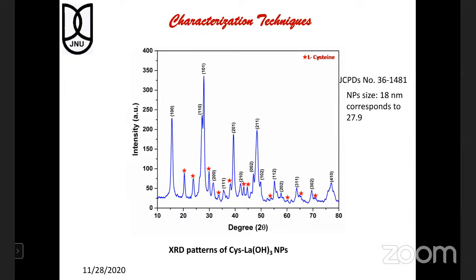The star point in the XRD represents the presence of the L-cysteine in the nanomaterials, and this is the prominent peak corresponding to the lanthanum hydroxide nanoparticles. The particle size we calculated using the Scherrer formula was found to be 18 nanometers. So this is the first way to characterize the presence of L-cysteine on the lanthanum hydroxide nanoparticles.